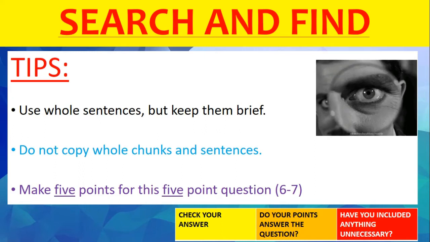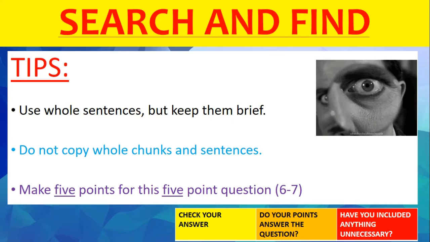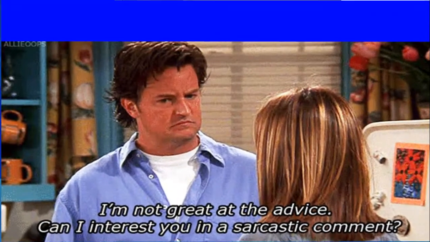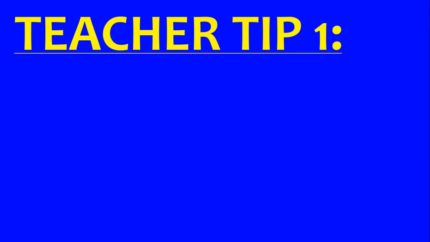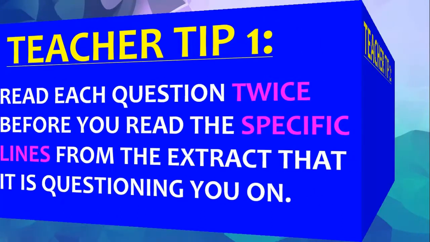However, what I would do is I would probably try to get 1 more. So if it's worth a 5-mark question, if you have 5 marks, try to write down 6 things, just in case you get 1 wrong, you've got that 1 in the bank. So a few tips for this exam question, question 1. Tip number 1, read each question twice before you read the specific lines from the extract, just so you know you've got the hang of the question, you know what it's asking from you.